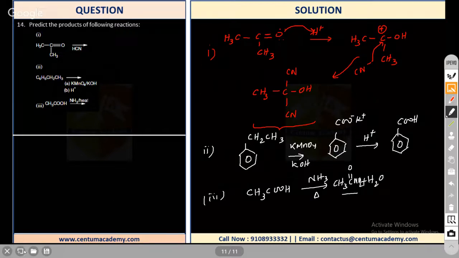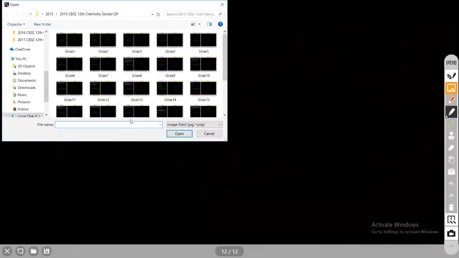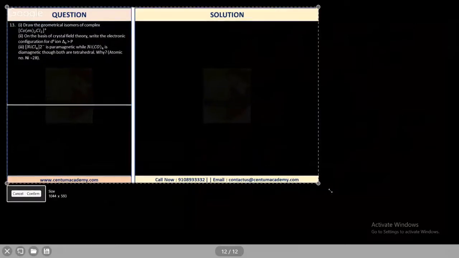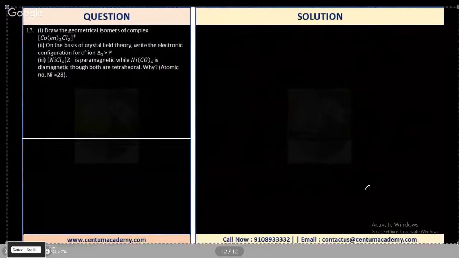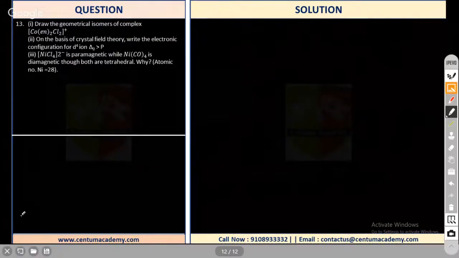Next question you see. Geometrical isomers of this complex.